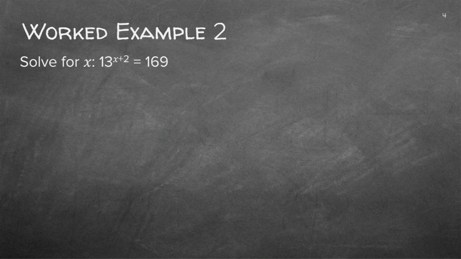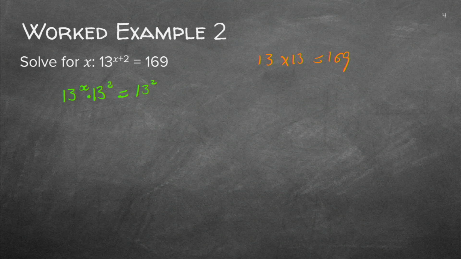So the first part is breaking down 13 to the power 13x plus 2. So let's try to break down that first part. So this will be 13x times 13 to the power of 2 equals 169. If I recall properly, 169 can be written as 13 to the power of 2. Why do I say that? Because 13 times 13 will give you 169.